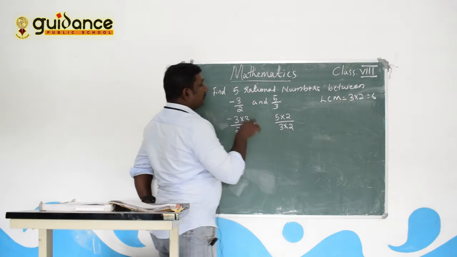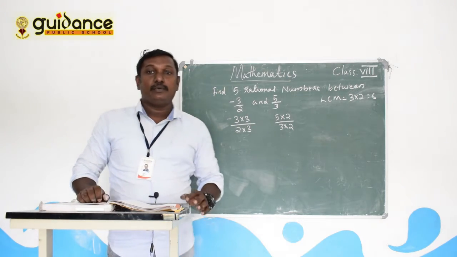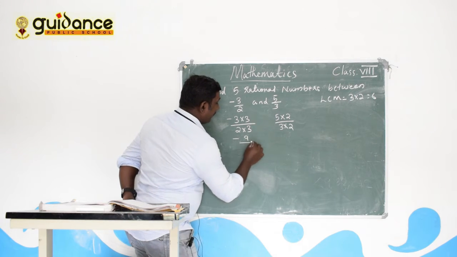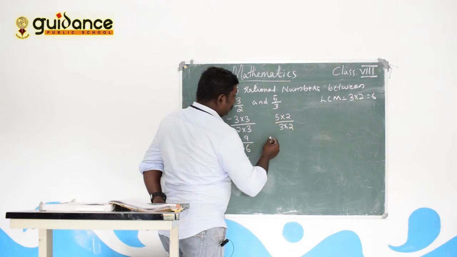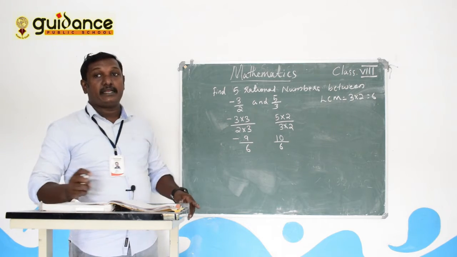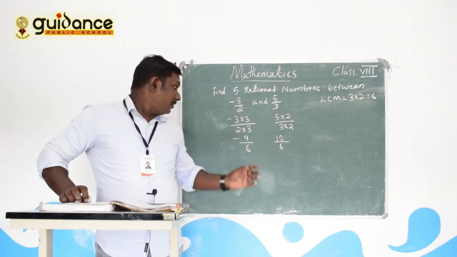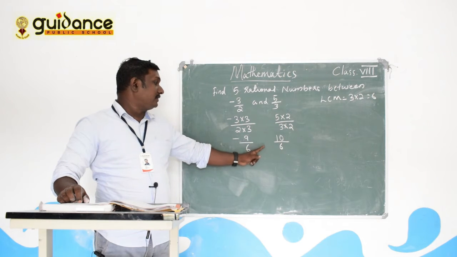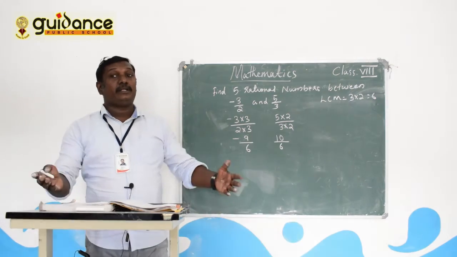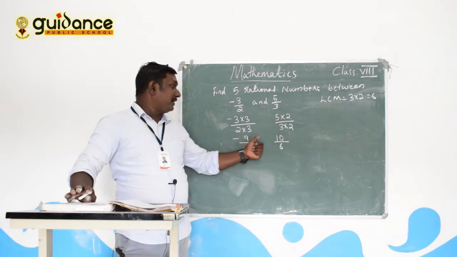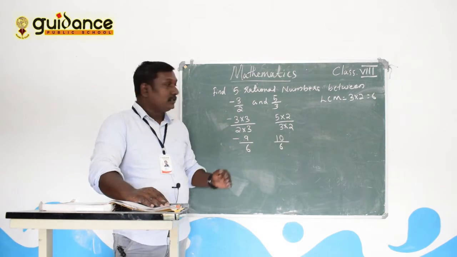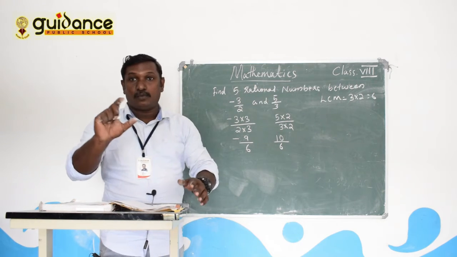Why are we multiplying with 3 and 2? Because then the denominators become the same. So it will be minus 9 by 6 and 10 by 6. In between there are so many numbers, because one is negative and the other is positive. The last step is to multiply with a number more than 1. Here we want 5 rational numbers, so we multiply with 6.